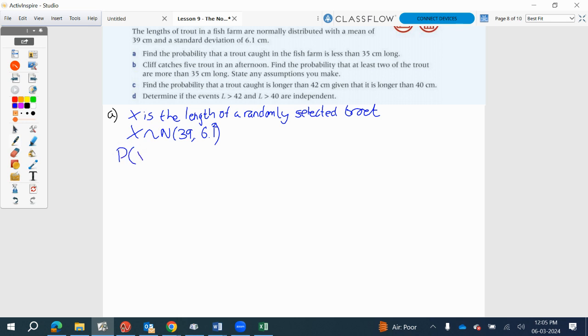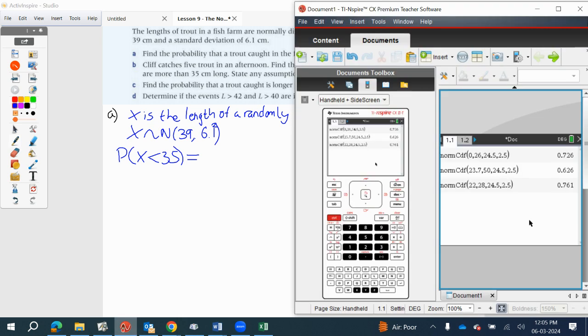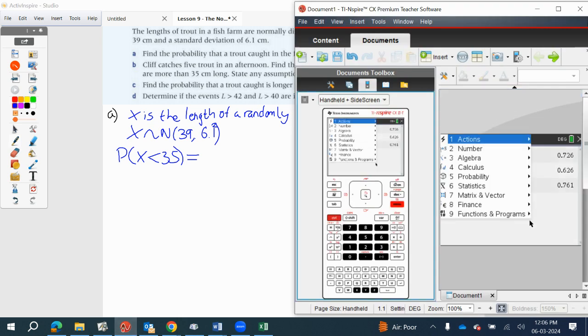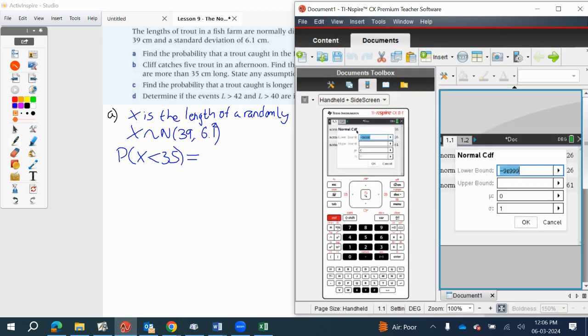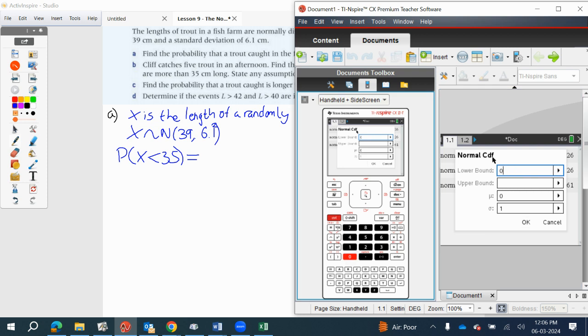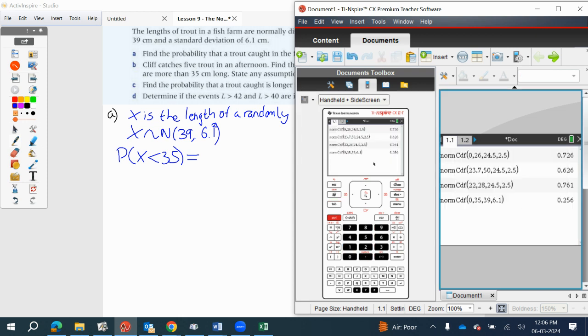So we want the probability that X is less than 35. Let's do it on the calculator. Menu, probability, distributions, normal distribution. We can start off at 0 and we can go up to 35. We have a mean of 39 and a standard deviation of 6.1. So we get 0.256.